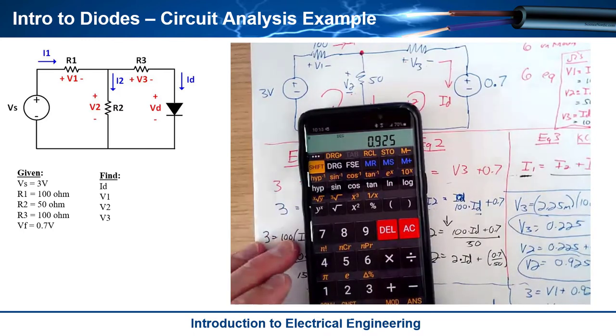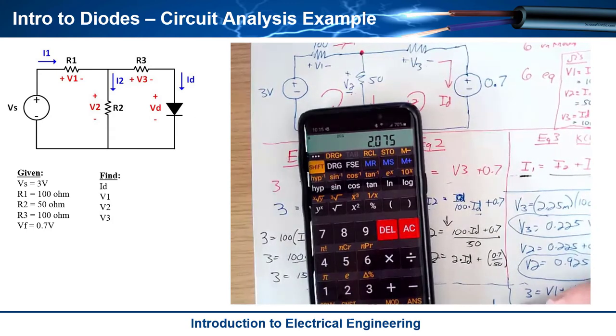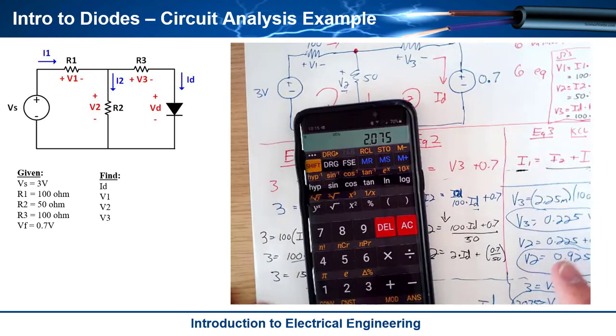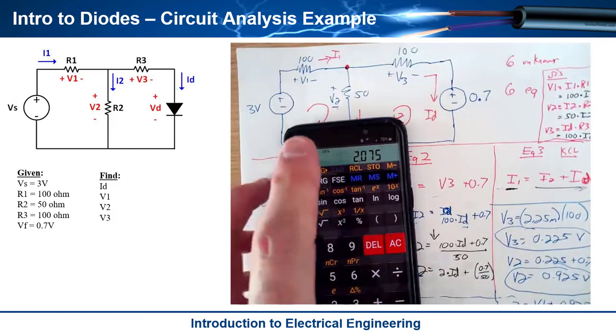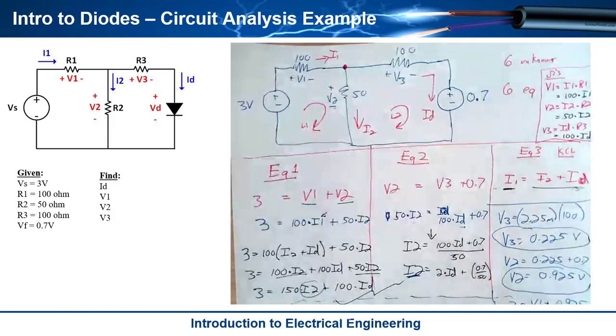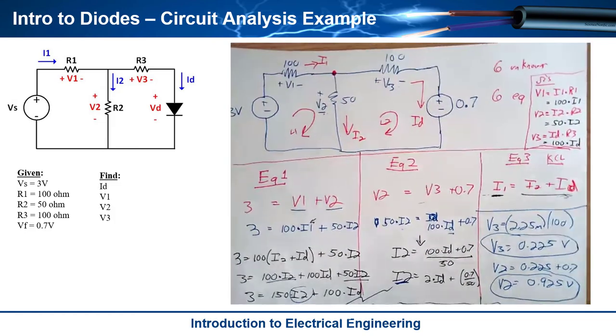So basically, I'm going to say make that negative, add it to 3, and I get V1 is equal to 2.075, and I think I have it. And boom, I did it. I have just solved this. Now take a look at this. This was involved, I would say.